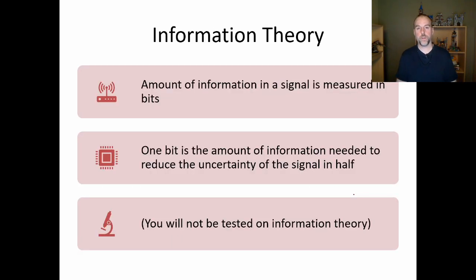Now, what is information theory? Well, let me give you a few points, but then I'll give you a demonstration that hopefully makes more sense. Information theory says that the amount of information in a signal is measured in bits. If you're thinking bits, signals, binary, you're on the right track. This was all about transmission of information, so kind of early theory around how the internet, cellular signals, things like that would work. Now, what is a bit? One bit is the amount of information needed to reduce the uncertainty of the signal in half. I'll demonstrate this. Also, I'm not going to test you on information theory.